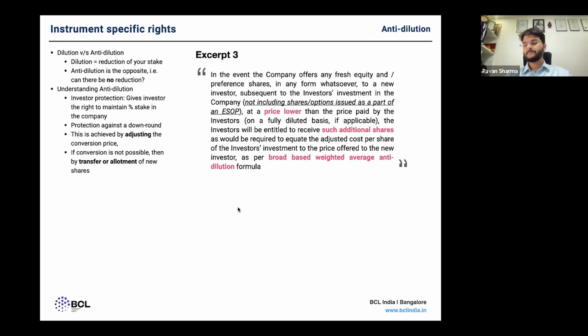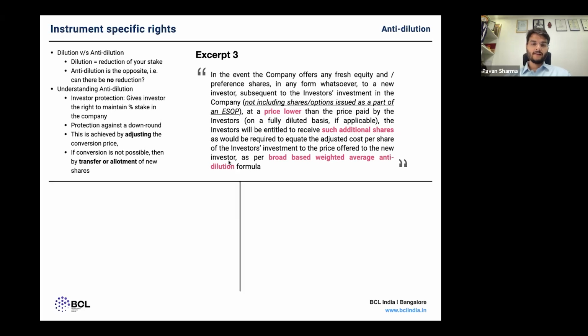Now you would see a clause here. I am going to share this presentation with you. It's quite a bulky clause, but what it says is that if the company has issued shares at a price lower than the price paid by the investor, then the investor would be entitled to receive additional shares. And how do they receive additional shares? The calculation is done as per this term sheet. It is done by using something called the broad-based weighted average conversion formula. I will explain what this is. And you'd see this broad-based weighted average anti-dilution formula is becoming exceedingly popular.